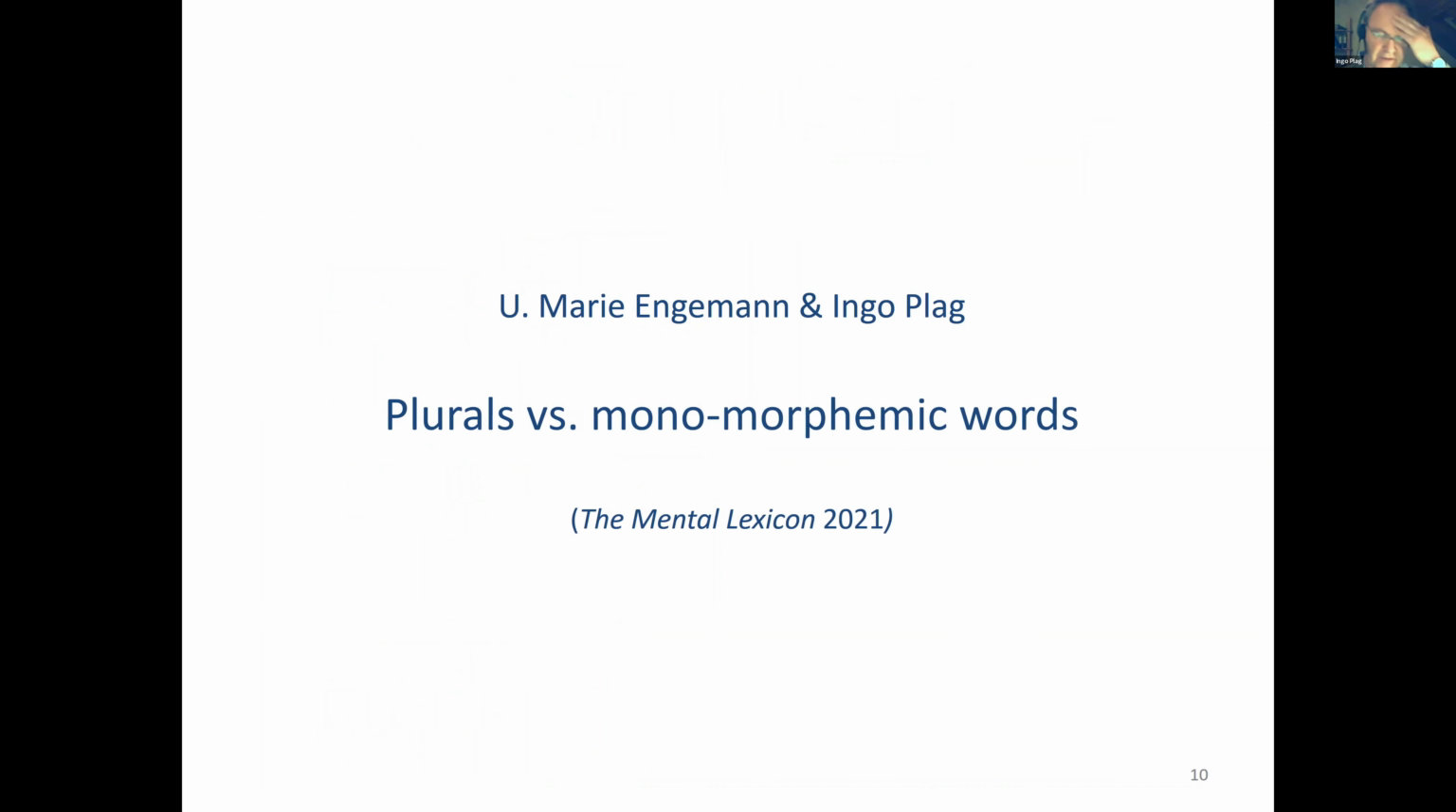Okay, let's start with the paradigm cases. The first study I want to show you is on plurals versus monomorphemic words. And it's about paradigm uniformity or paradigm leveling. Now, what is this? The idea here is simply that forms in a paradigm may influence each other by becoming more similar to each other. And usually paradigm leveling refers to historical processes where paradigms become more uniform.